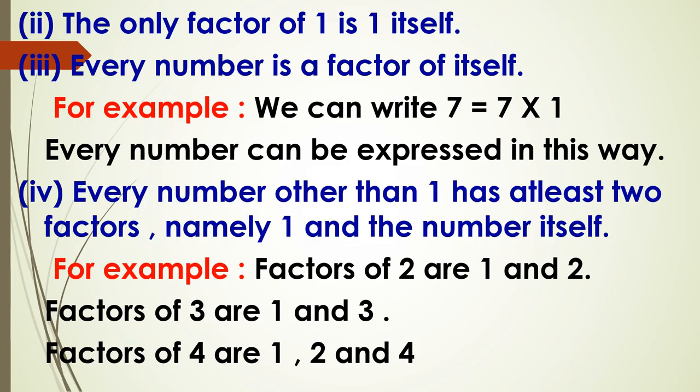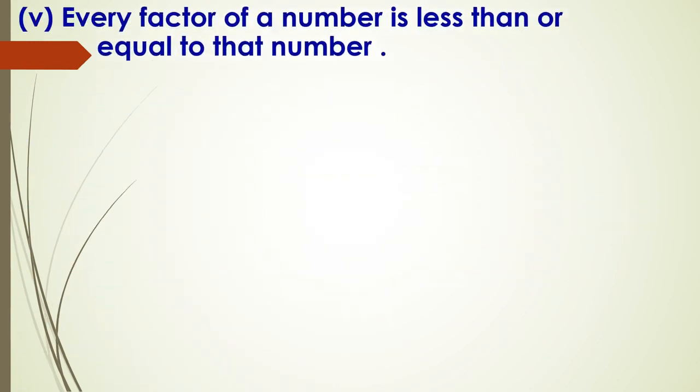Now, the fifth point is, every factor of a number is less than or equal to that number. We are finding the factor of whatever number, and all the factors are either less than or equal to that number. They are not greater than.